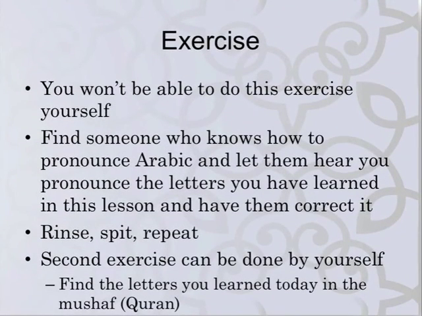Moving on. Exercise. You won't be able to do this exercise yourself, just like the exercise in the previous lesson. I need you to find someone who knows how to pronounce Arabic and sit down with them and pronounce these 6 letters that you've learned today. Dal, dhal, ra, za, siin, shin. Pronounce these letters to them and have them hear you and correct you. And do it over and over again. Rinse, spit, repeat.